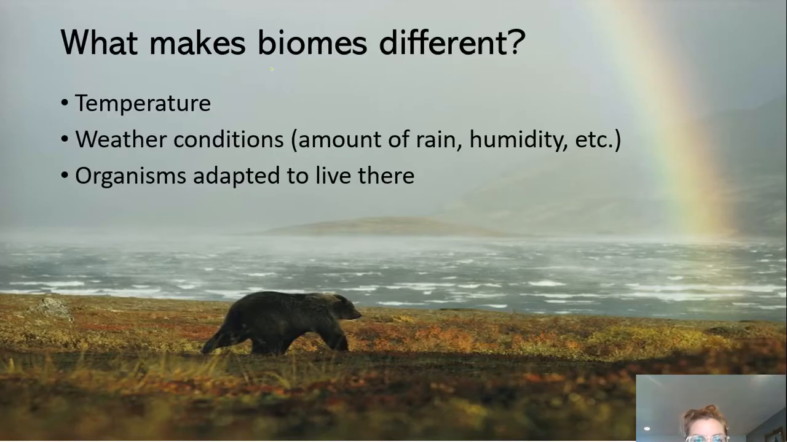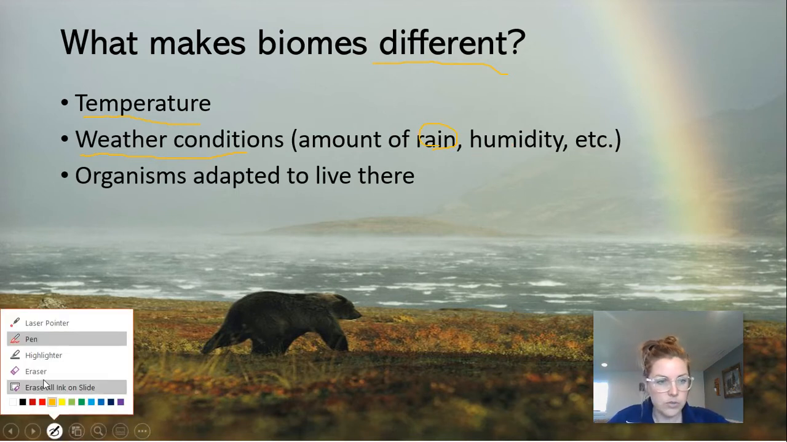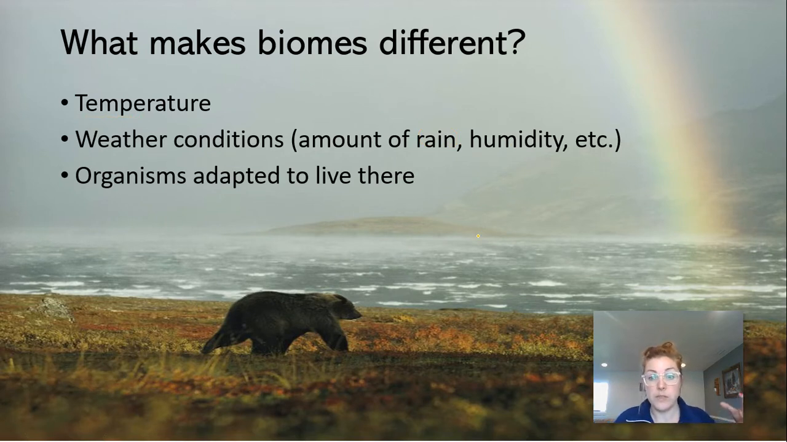So what makes biomes different then? Well, going back to the definition of what makes up a biome, it's a specific climate and all the organisms that live there. When we talk about climate, we talk about temperature, how cold, how warm, and weather conditions, specifically the amount of rain, precipitation in that area, and humidity. Those are all really big factors when you think about the climate. And then we look at the organisms that are adapted to live in those biomes.